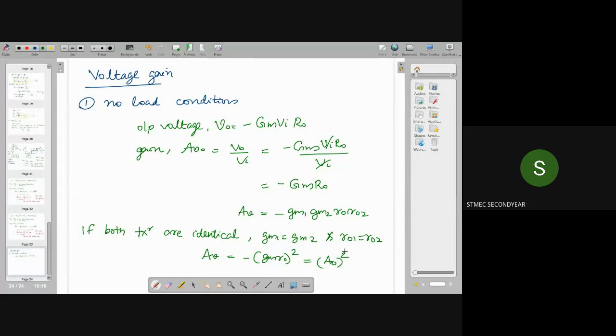That is, A0 means the voltage gain of a single common source transistor Q1. We can say our voltage gain increases from A0 to A0 squared by cascading. If you are using a single transistor, you will obtain the voltage gain A0. Now it is squared, that is, we can improve the voltage gain using this cascode configuration.